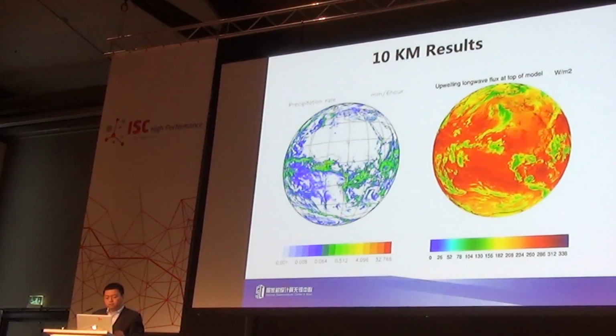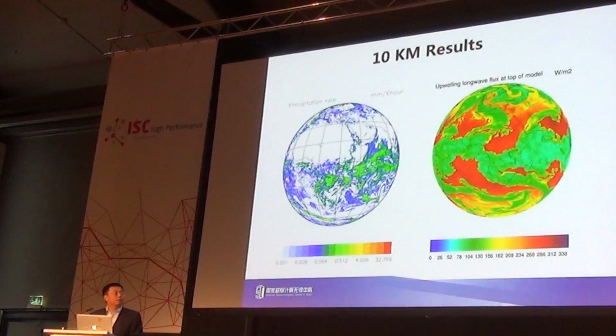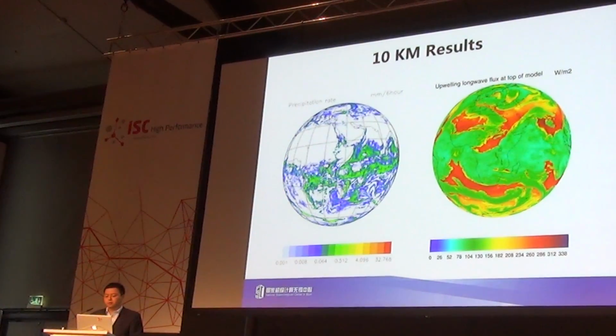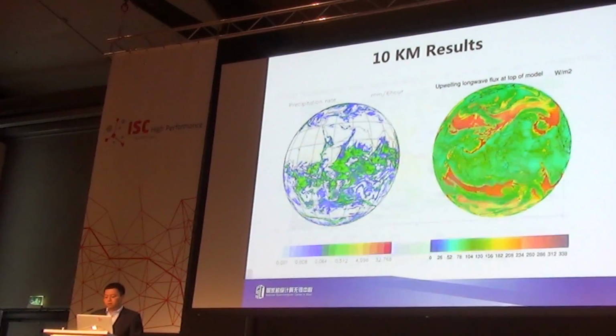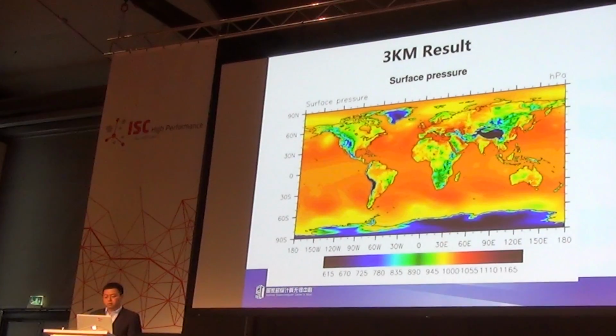So here are just some preliminary results that we have achieved. This is for 10 kilometers resolution. And this is the precipitation for the 3 kilometer experiments. And this one is the surface pressure.